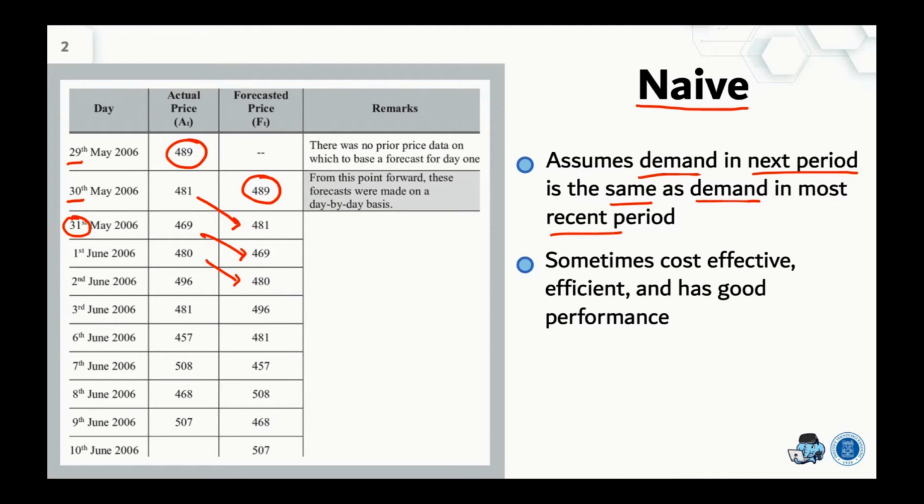This naive method is cost effective. It is an efficient way, a simple one, and might have good performance. The naive method can become a good starting point for other methods.